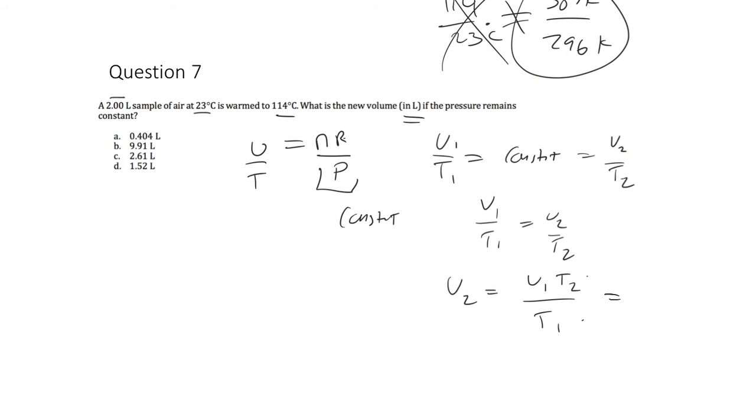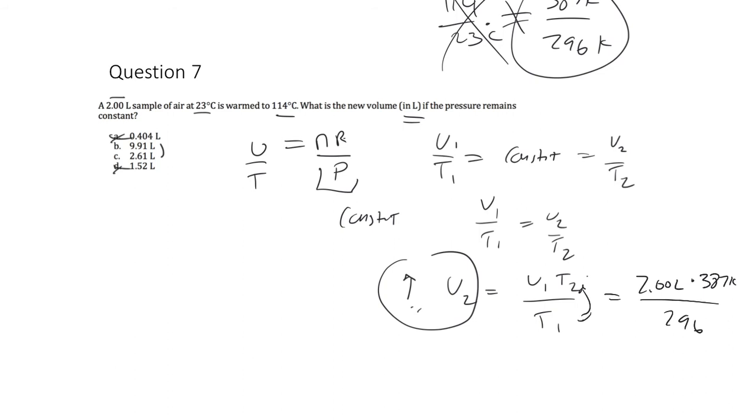Okay, so our V2 is going to equal V1, 2 liters. Let's think for a minute too. We're warming, so the volume should expand. So V2 should be higher than V1 is our prediction here. Even if we take a look at our answers real quick, we can rule out A and D. That can help us if we make a mistake in our temperatures here. If we get these backwards, maybe we'll catch our mistake. So V1 times T2 divided by T1. So 2 times 387 divided by 296.